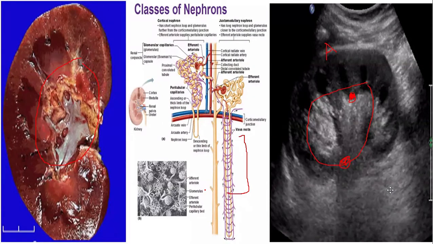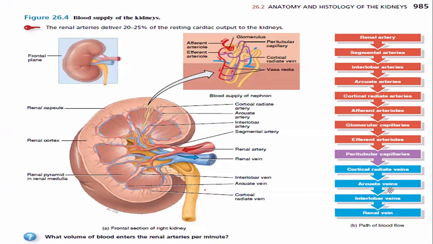So therefore, don't forget about this. Renal artery first, then segmental arteries, then interlobar, then arcuate, then cortical radiate arteries, or the interlobular, just the same, cortical radiate or interlobular.